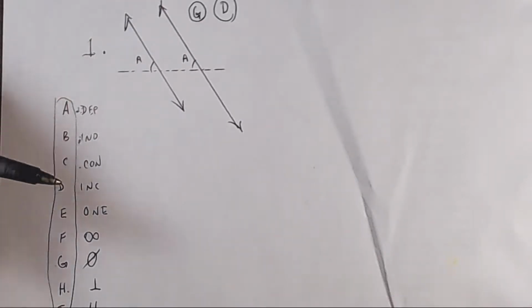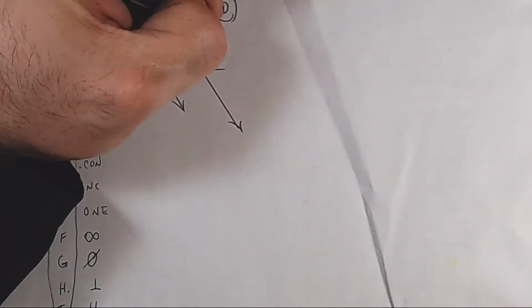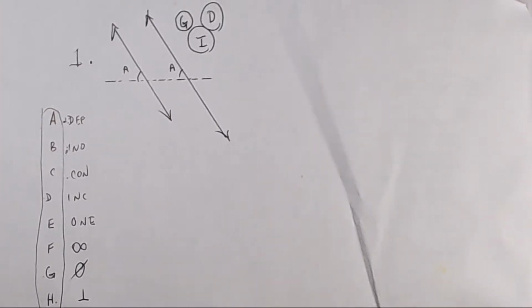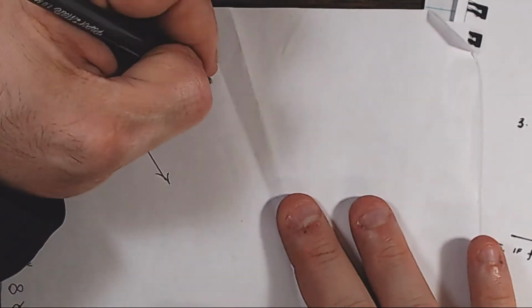All right. So, are these either parallel or perpendicular? They're parallel. They're parallel, so we put I in here as well. So that was number one, G, D, and I. Cool, so it's number two.